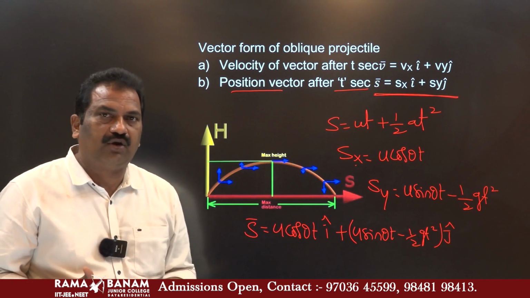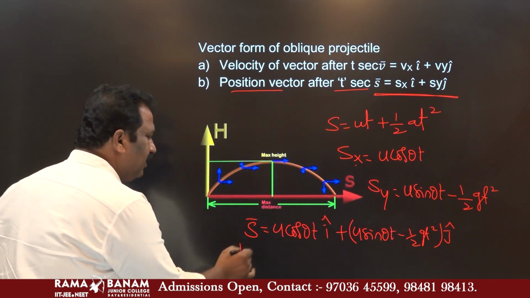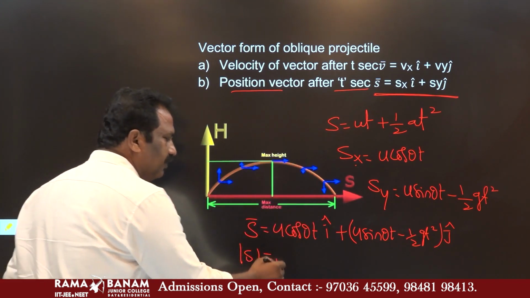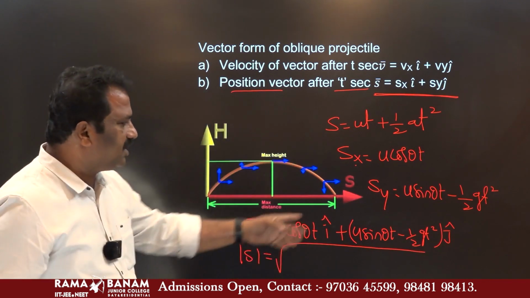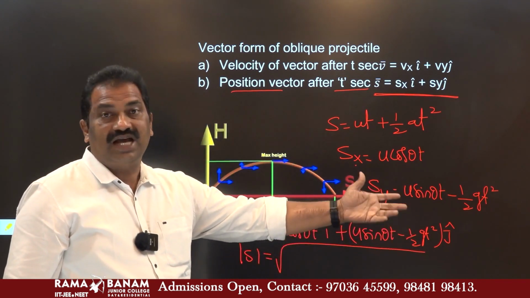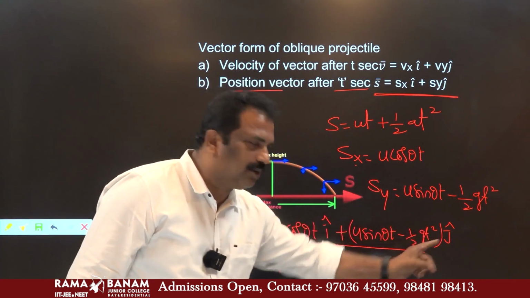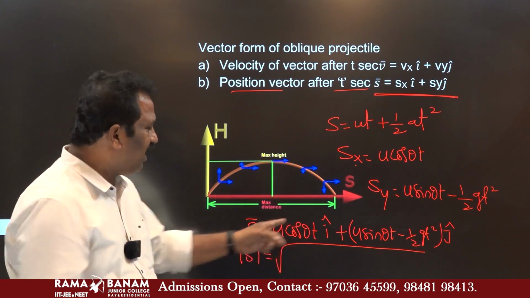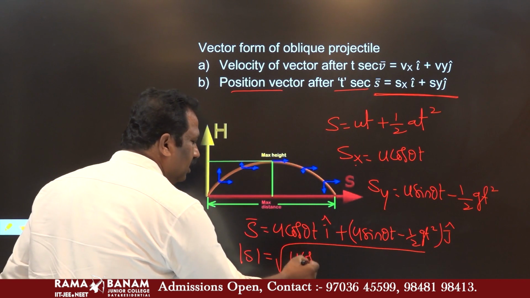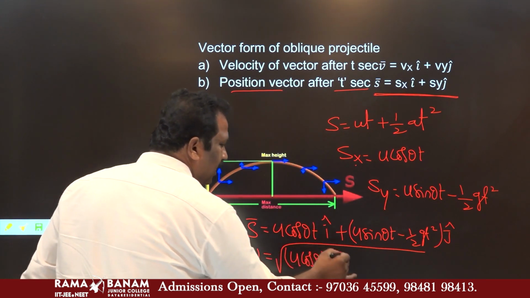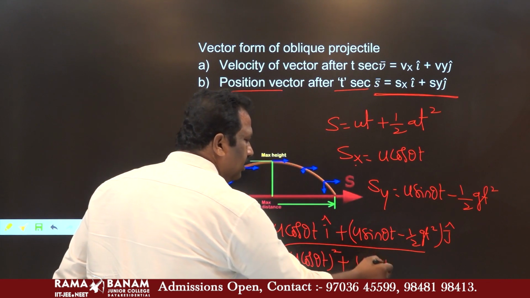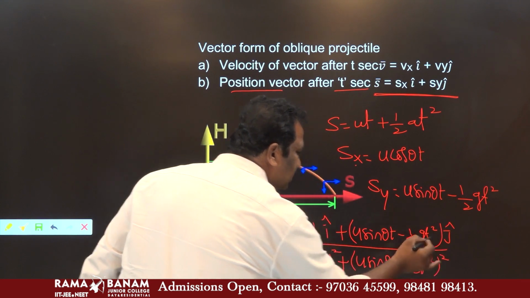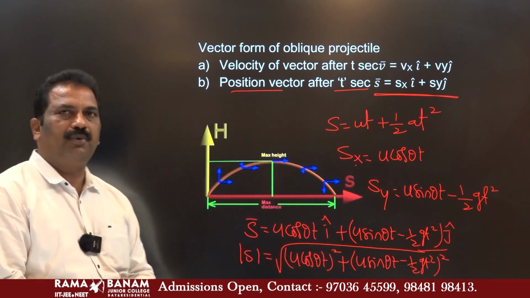If we have to find the magnitude of the position vector, simply we can write the square root of the magnitude of two vectors, by using the parallelogram law of vectors: p² + q² + 2pq cos theta. Here the i component and j component are mutually perpendicular, theta = 90, so cos theta becomes 0. Finally, we can write (u cos theta into t) whole squared plus (u sin theta t minus ½gt²) whole squared. So this is the way to find the magnitude of the position vector.